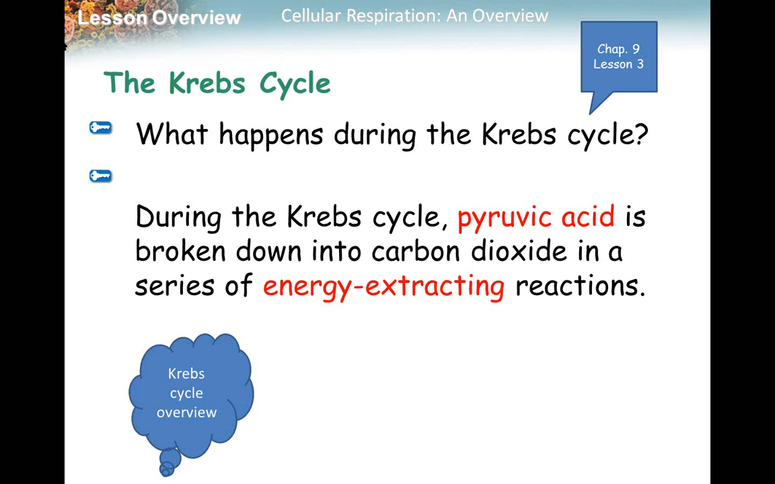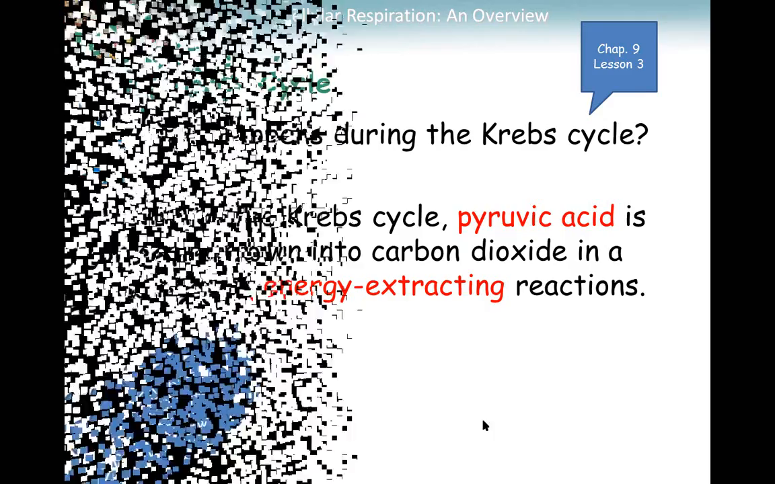You got them from your parents. What happens during the Krebs cycle? During the Krebs cycle, this pyruvic acid, but remember, pyruvic acid happened that way because we had glycolysis. Let's break it down, sugar. The end result of glycolysis is 2 molecules of pyruvic acid. Pyruvic acid is broken down into carbon dioxide in a series of energy extracting reactions.